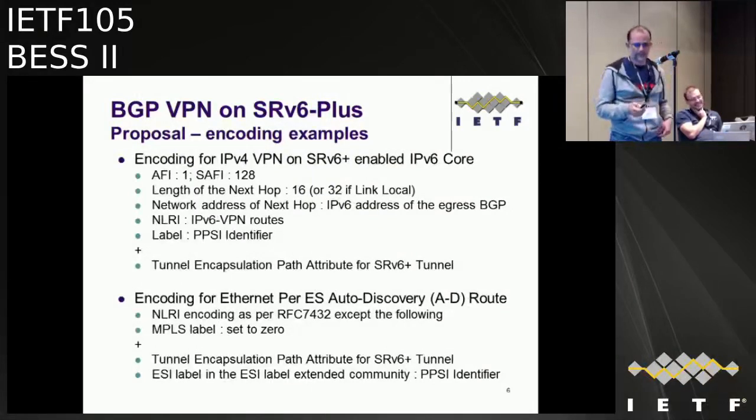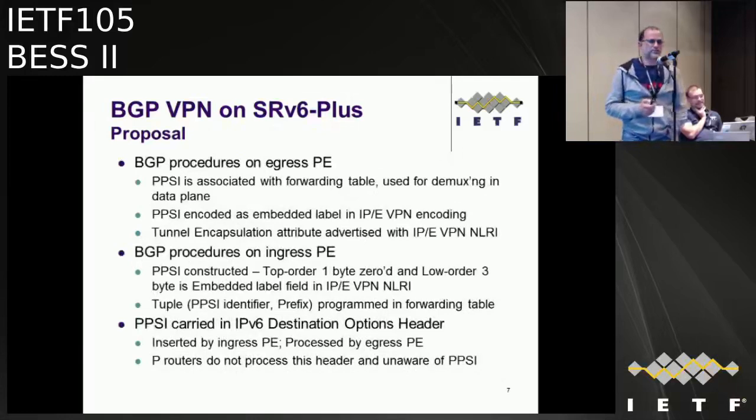And moving on. The proposal on the various BGP procedures. On the egress PE, the PPSI is associated with the forwarding table, and that is used for demuxing in the data plane. And PPSI is encoded as an embedded label, like we talked about, and the tunnel encapsulation attribute is advertised with that NLRI. And at the ingress PE, the PPSI is constructed with the embedded label that is 3 bytes and appending the top order byte as zeroed. That's the PPSI that is used in the destination options header that Ron Bonica's draft talks about.